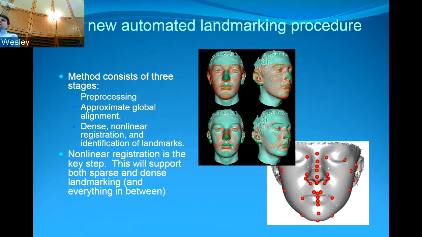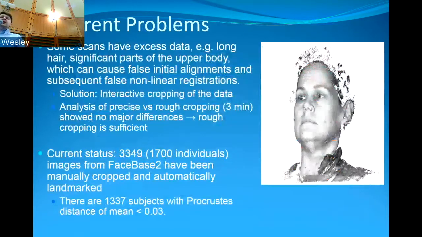The advantage of this method is that it doesn't limit you to a particular set of landmarks. You can obtain any kind of quantification from the faces once you've done this nonlinear registration step. So nonlinear registration is really the key that will generate both landmark data, dense representation data, and also surface data.